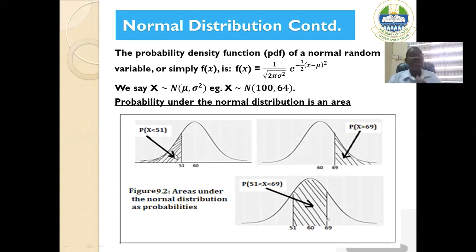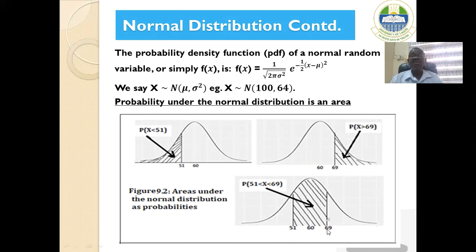You will not start calculating these areas. They have been calculated for you, given you in a table. Look at here. This is the mean of the same normal distribution. This shaded part represents probability that x is greater than 69. Look at this shaded area here. It gives us the probability that x lies between 51 and 69.